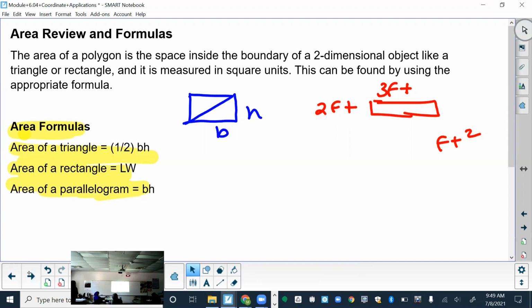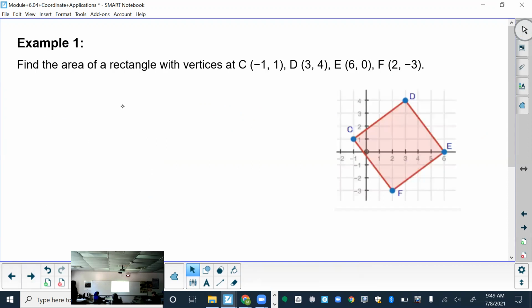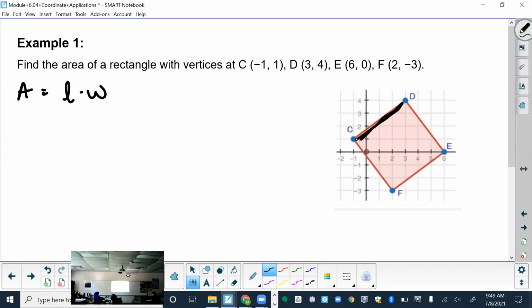All right. So then, example 1, find the area of a rectangle with the following vertices. So it already labeled them for us. And since it's the area of a rectangle, what's the formula for the area of a rectangle? Length times width. I really just need to find like 2 side lengths, right? Can I find just these 2 side lengths and multiply them together?